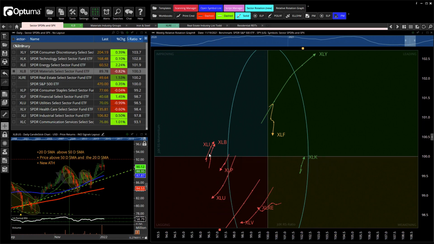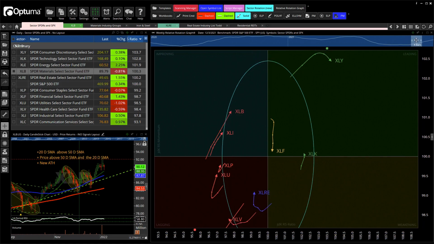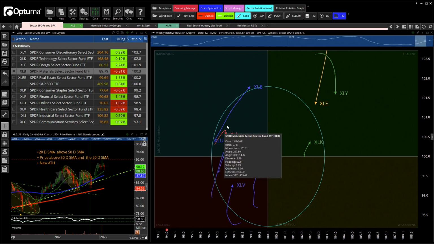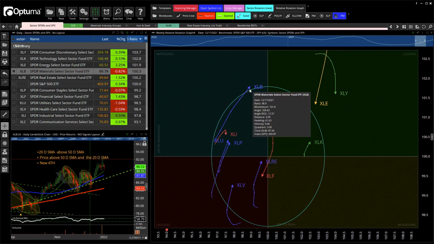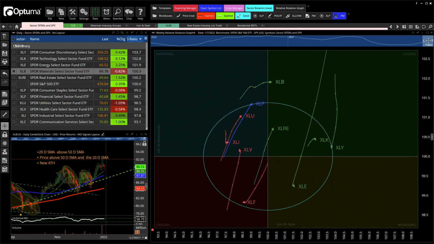Started moving in a northeasterly heading, and that northeasterly heading means that it's gaining relative strength and momentum simultaneously. The industrial sector was following it, but the materials sector pulled away from it. The color changed here in the vector, which indicated that the weekly price trend became improving, and that's a good sign. So that's about mid-December, and we've continued to see the materials sector accelerate through and now actually penetrate into the leading quadrant with an easterly heading, meaning that week over week it's continuing to gain relative strength.